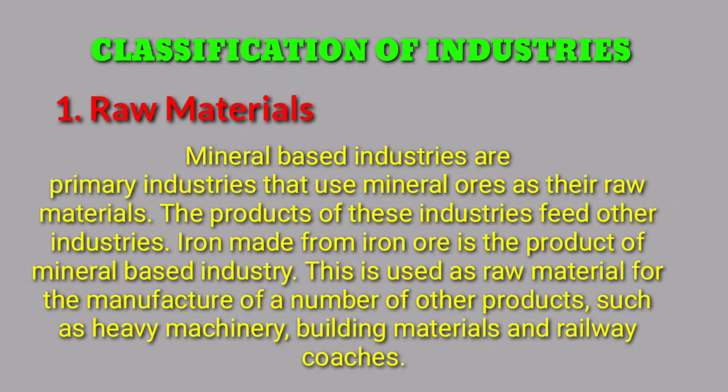Mineral-based industries are primary industries that use mineral ores as their raw materials. The products of these industries feed other industries. Iron made from iron ore is the product of mineral-based industry. This is used as raw material for the manufacture of a number of other products such as heavy machinery, building materials and railway coaches.